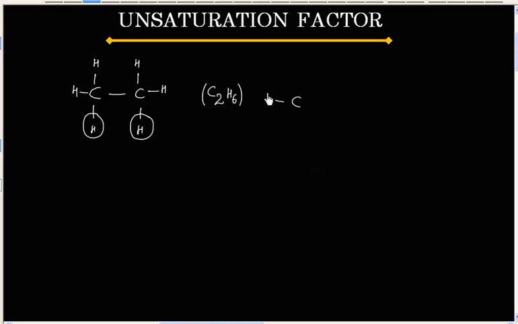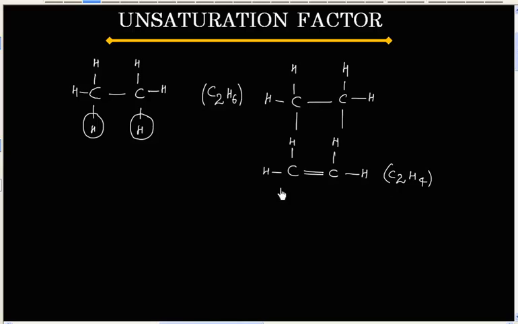So basically what we are doing, now this slot is open, this slot is open, and we can connect these two carbons to form a double bond. So this compound has a formula of C2H4. So there is a loss of 2 hydrogen.